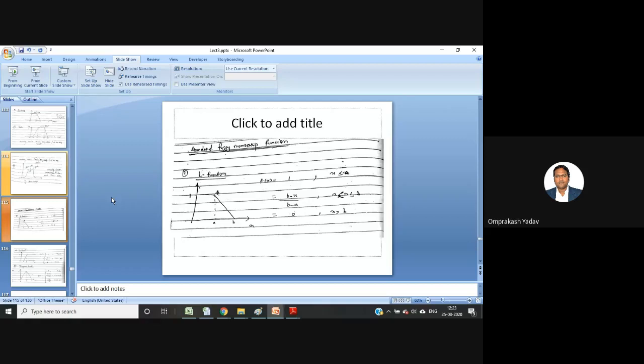Okay, after this write one question. This is for 10 marks. Explain different types of standard fuzzy membership functions.